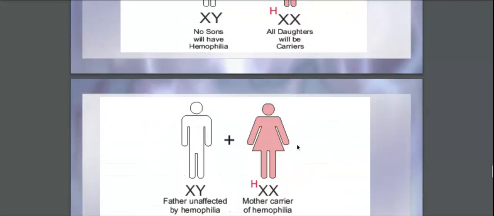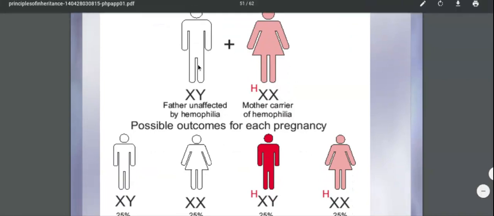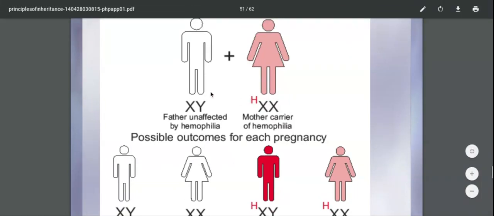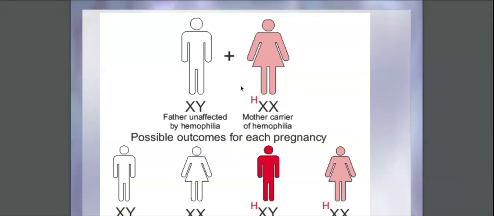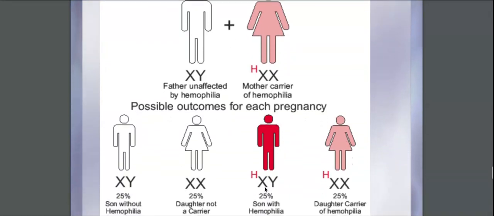Now let's take another cross. Suppose you have a carrier mother and a normal father. Now this case can take place. The chance of this kind of a cross or a mating taking place is very high, and this has happened in the case of Queen Victoria's family. So Queen Victoria was a carrier mother, and her offspring did show male progeny who were hemophilic.